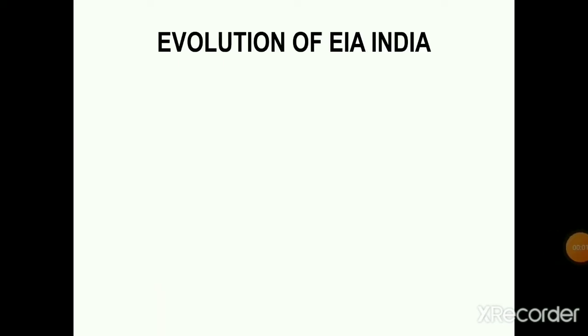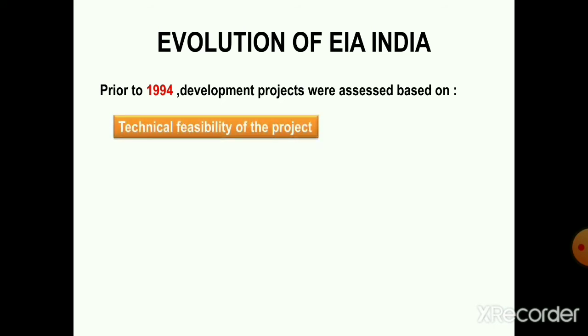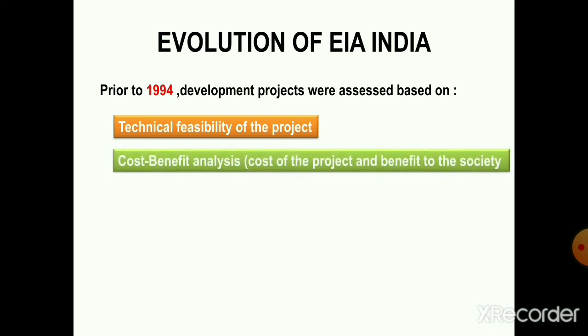Evolution of EIA in India. In India, the concept of EIA was first initiated with the examination of environmental impacts associated with river valley projects in 1978 to 79. Prior to 1994, developmental projects were assessed based on the technical feasibility of the project, that means whether the project is feasible or not, or technical expertise is available or not. Second one, cost-benefit analysis, that is, cost of the project and benefit to the society was only analyzed.